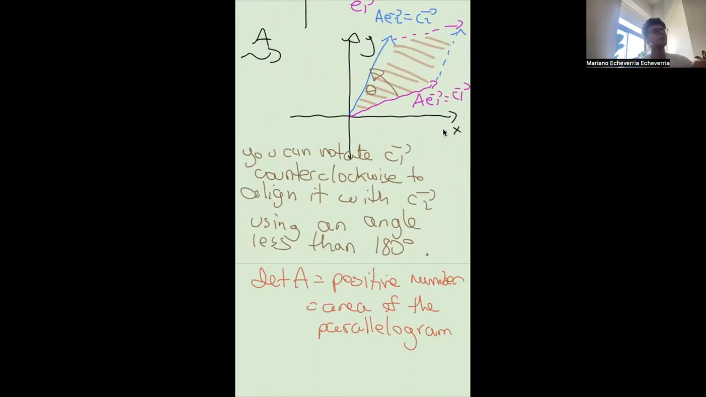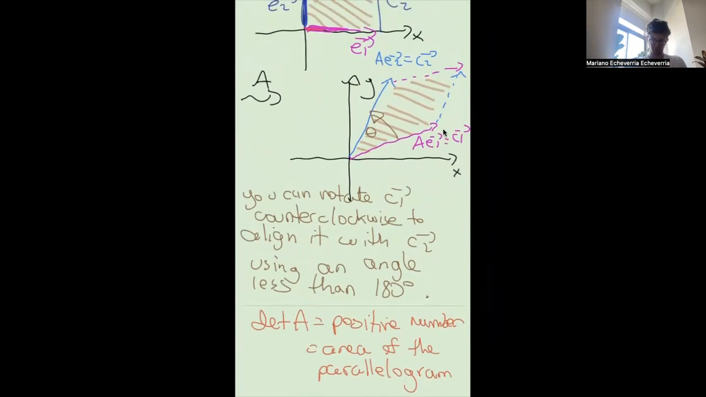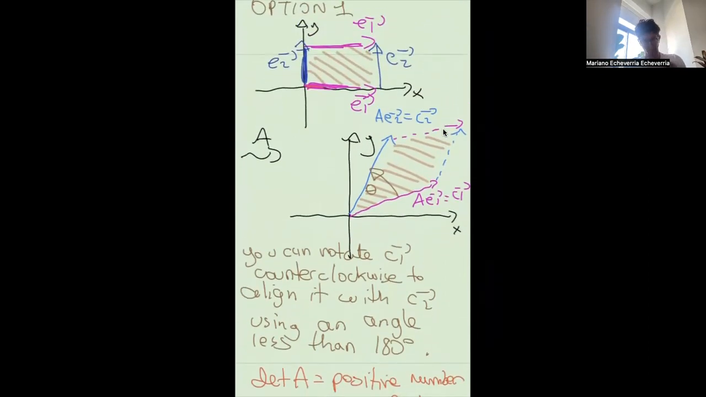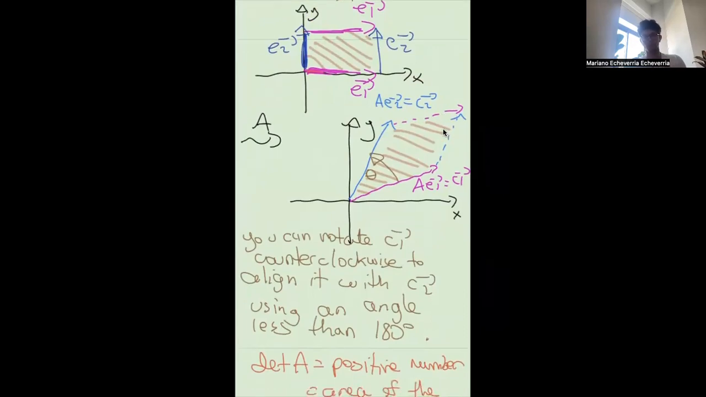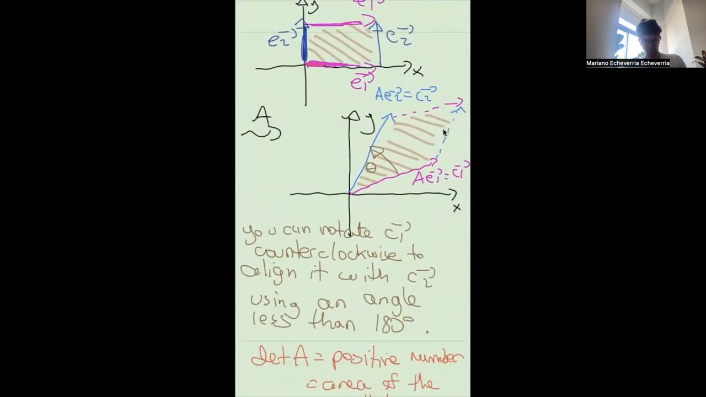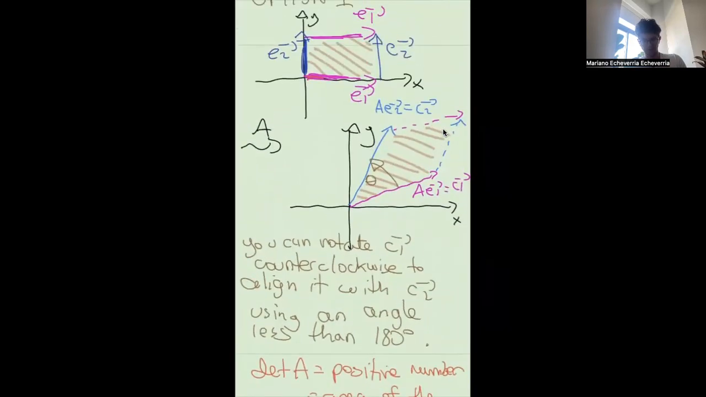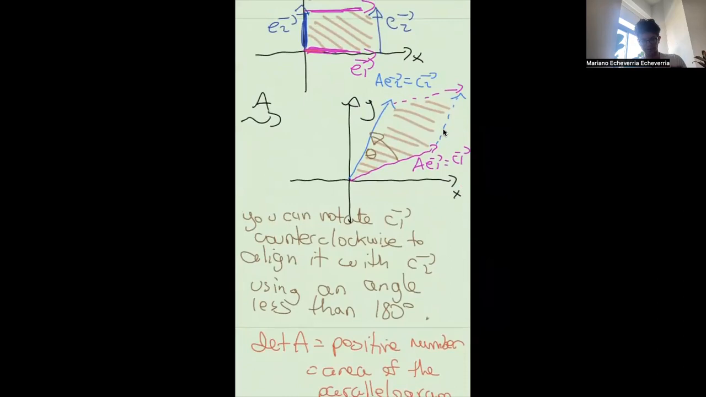So when a counterclockwise rotation is needed, you consider the determinant positive. Basically, that's what I'm trying to say. Let me pause here to see if there are any questions.